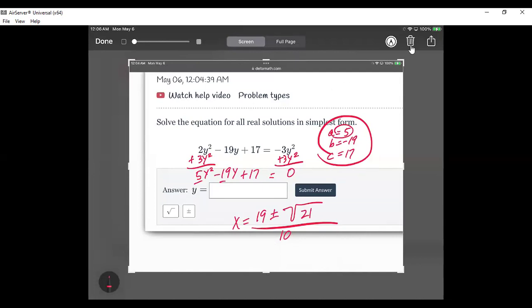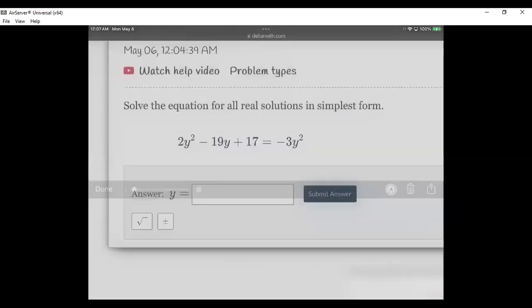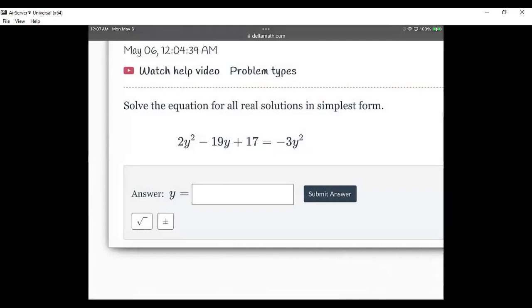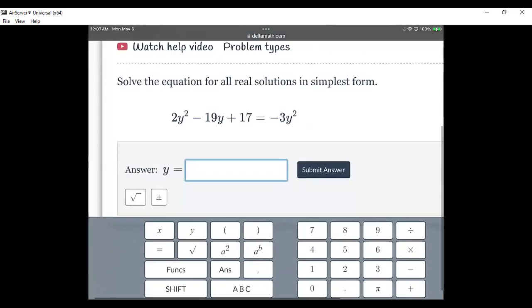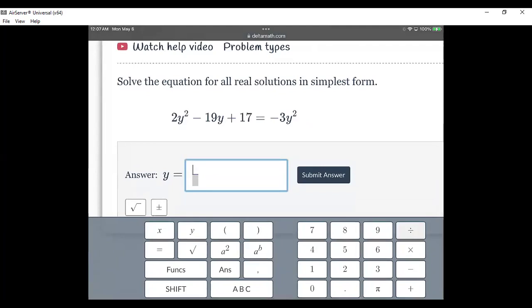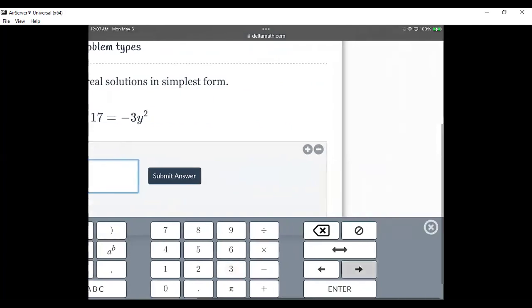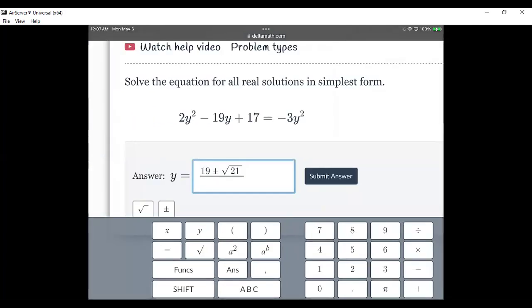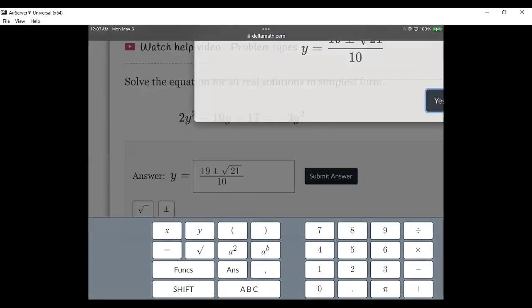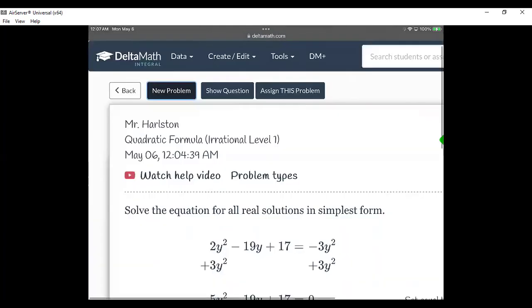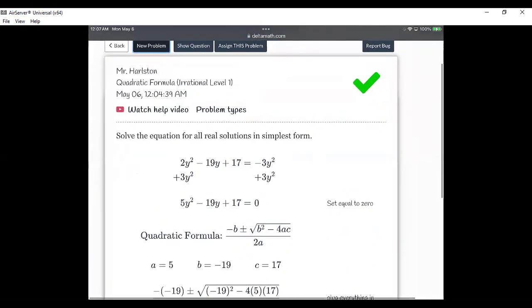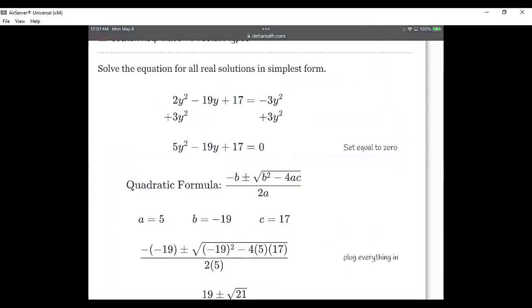Let me delete this part. And then let's enter that. So it's going to be a fraction. I know it's going to be a fraction. And then I got the negative b part. So that's going to be 19 plus or minus the square root of 21. That's what I calculated. And then down here, it's going to be 2 times 5, which is 10. Submit it. And that's correct. So, all right, that's what you're doing, guys.